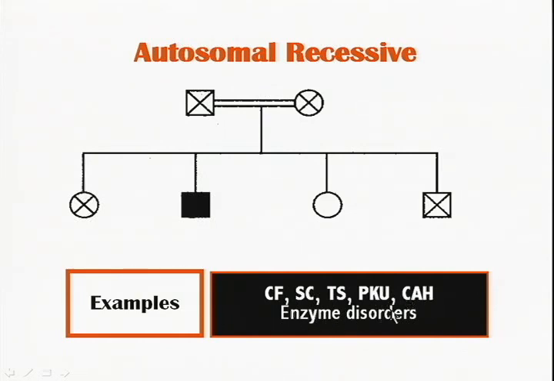Notice these are all enzyme disorders. If they're anatomic disorders, you think autosomal dominant. If they're enzyme disorders, you think autosomal recessive. Most of your inborn errors of metabolism are autosomal recessive.